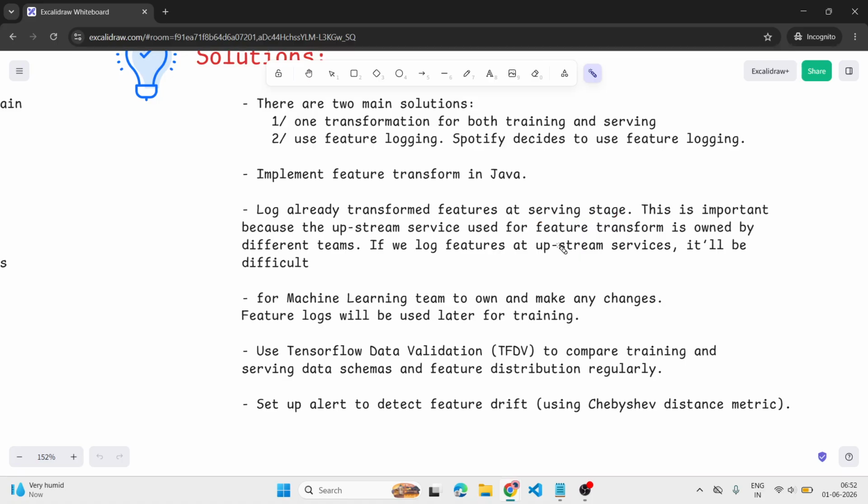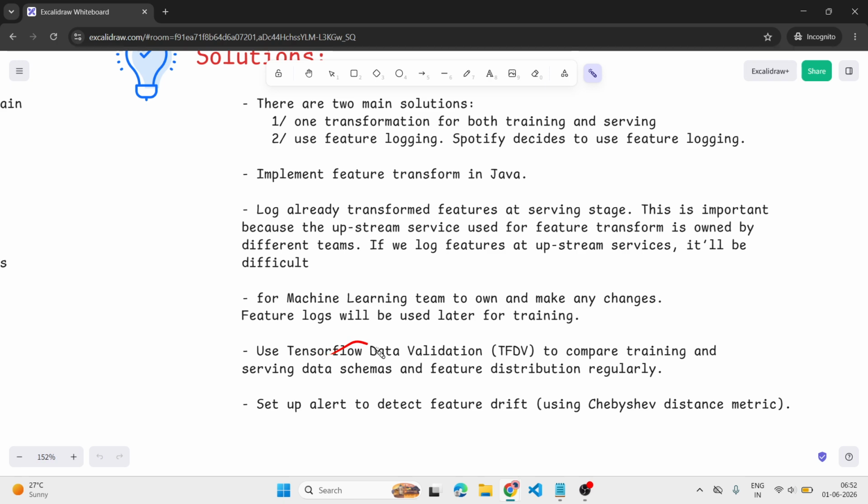We also need to log our features, then implement the features in Java, then log the already transformed features at the serving stage. This is important because the serving service used for feature transformation is owned by a different team. It simply says that team 1 handles one model and team 2 handles the other model. We cannot implement two models when the two teams are different. So what we needed was to merge them. We simply merge it, since it is difficult to handle all of this separately. Simply we can handle all of this in one team.